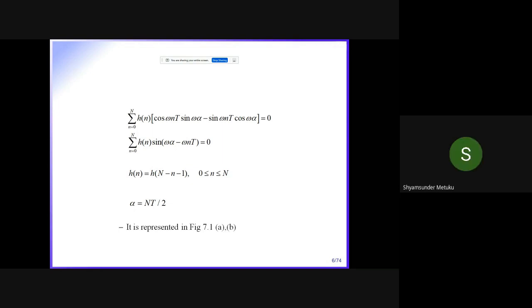That is one condition, and the second condition is on alpha. Mathematically we have not given the derivation here. The solution for the second equation in this slide is given by h of n is equal to h of capital N minus n minus 1. That is the one condition, which is called the symmetry condition, and the other condition is alpha must be equal to capital N into capital T by 2. Is it clear? You can go through the mathematics to see how the solution of this particular equation comes. But even if you substitute here alpha equal to capital N T by 2, what is going to happen?